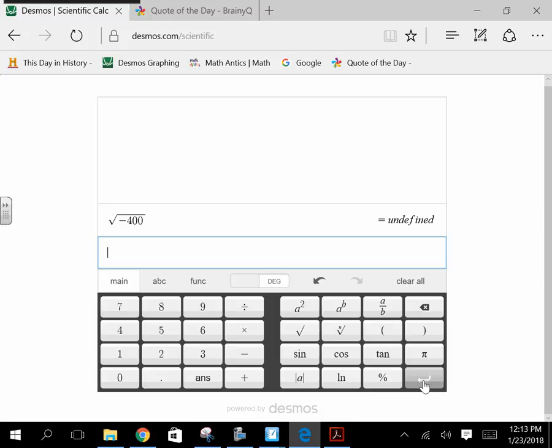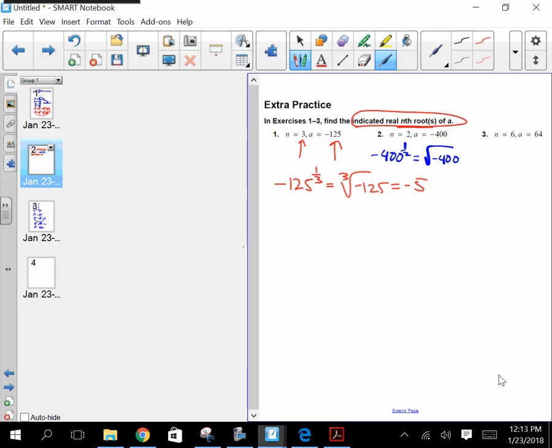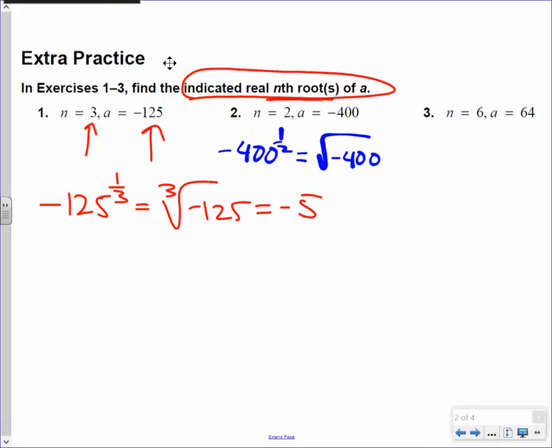What does yours say? Same thing. Undefined. Things that don't exist don't have definitions. So why would the square root of negative 400 not exist? Why is it undefined? Let's go ahead and write undefined, by the way. So go ahead and put equals undefined. Can someone tell me why?